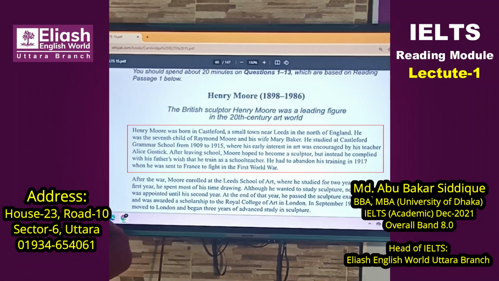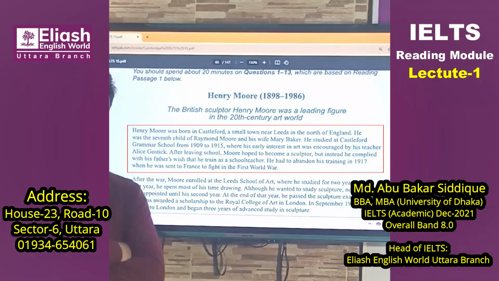Henry Moore was born in Castleford, a small town near Leeds in the north of England. He was the 7th child of Raymond Moore and his wife Mary Baker. He studied at Castleford Grammar School from 1909 to 1915, where his early interest in art was encouraged by his teacher Alice Gostick. After leaving school, Moore hoped to become a sculptor, but instead he complied with his father's wish that he train as a school teacher. He had abandoned his training in 1917 when he was sent to France to fight in the First World War.